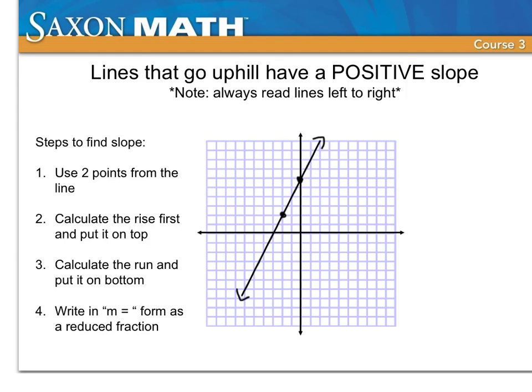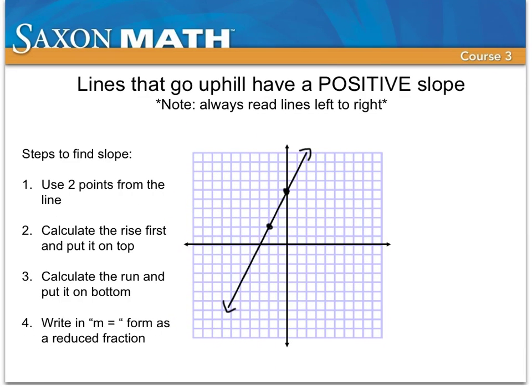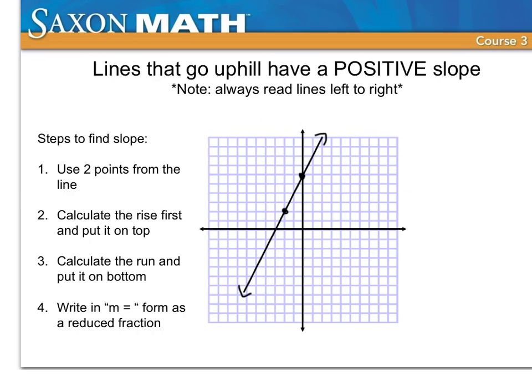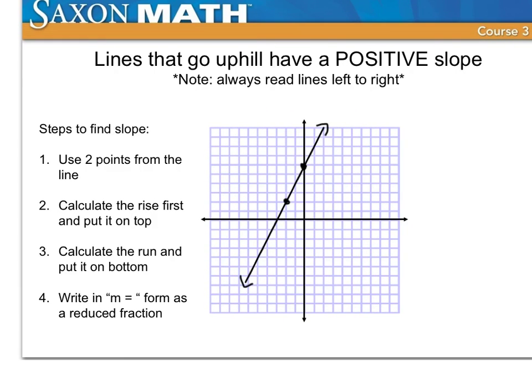Alright, so here we got a note that says lines that go uphill have a positive slope. And again, we read our lines from left to right. So here's your steps to finding the slope. Is to use 2 points from the line. So if they give you a graph, use the 2 points they show you. If they just give you 2 points and don't give you a graph with it, then you should graph the 2 points like this, connect them with a line, and then find the slope.